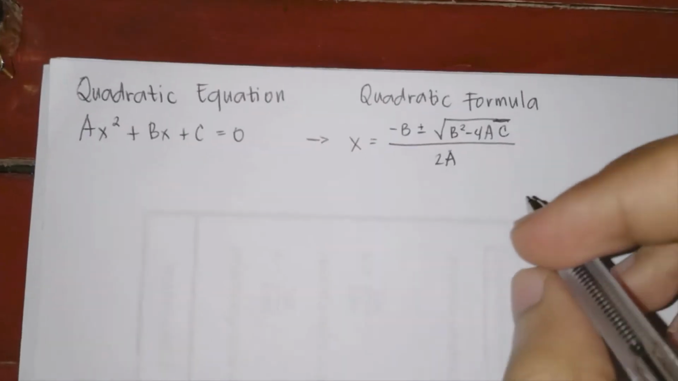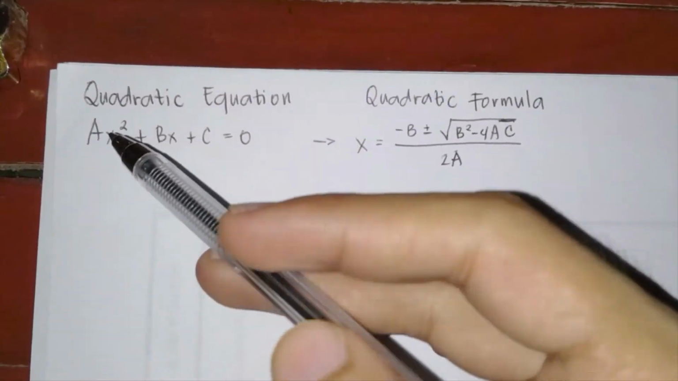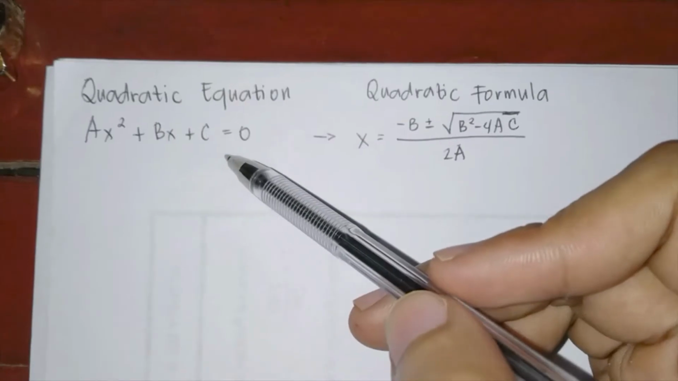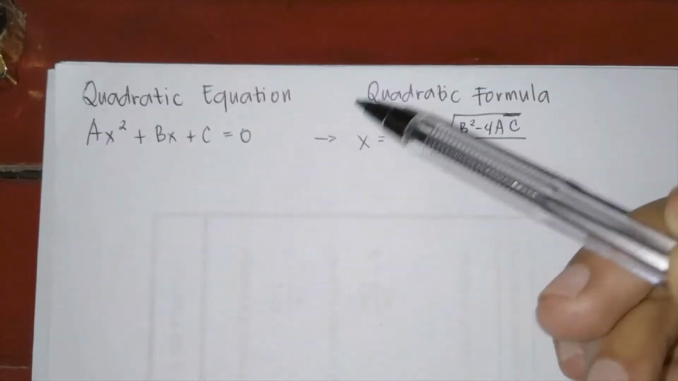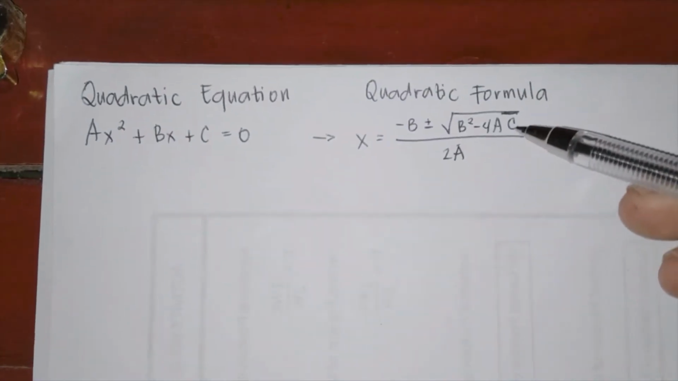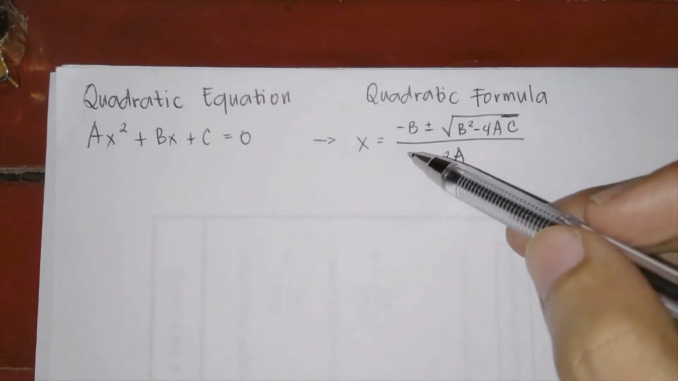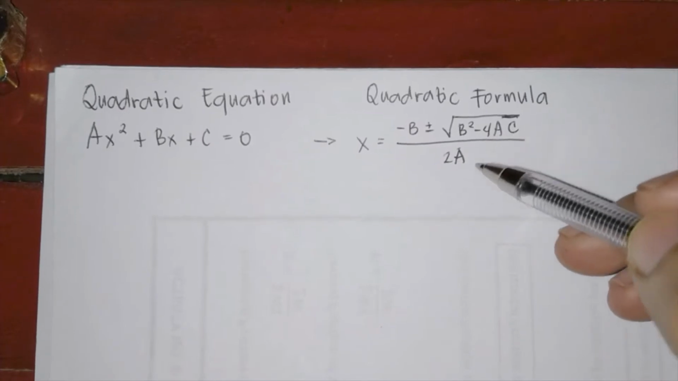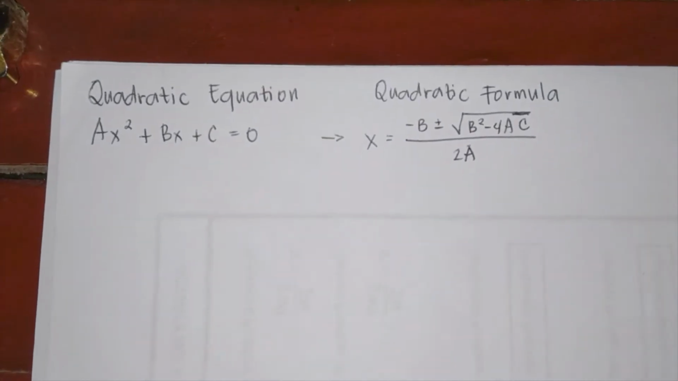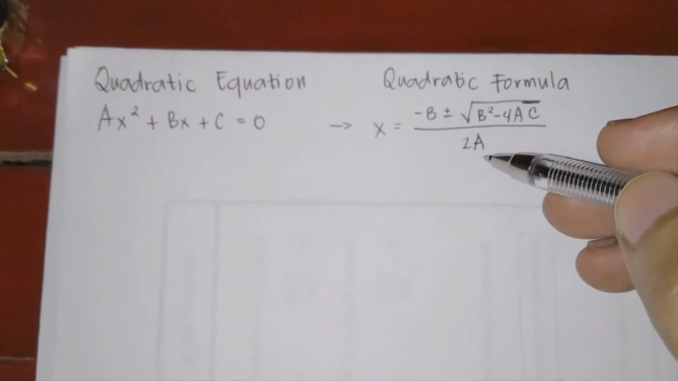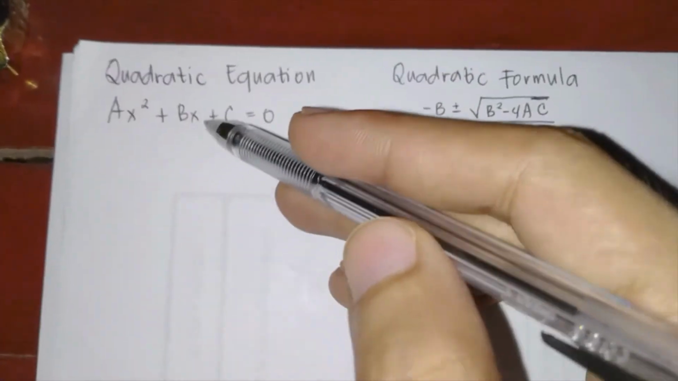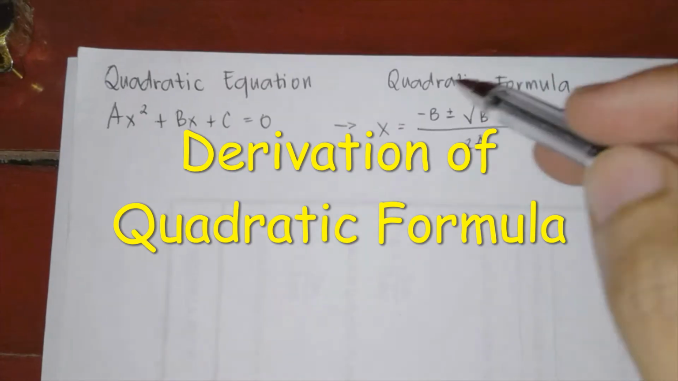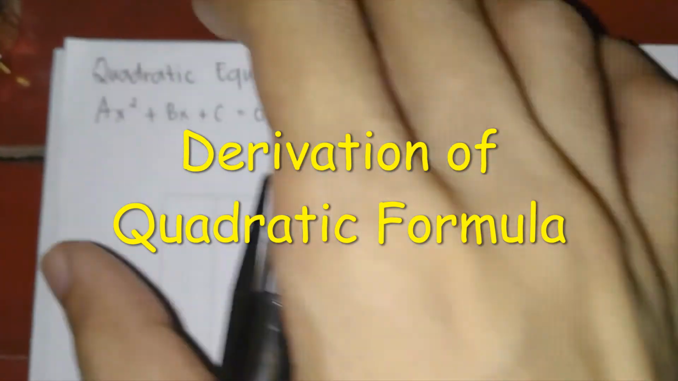In this video, as you notice, we have here the quadratic equation, which is ax squared plus bx plus c is equal to 0. Next to it is the quadratic formula. X is equal to negative b plus or minus square root of b squared minus 4ac all over 2a. In this video guys, our objective is to derive this equation so that we can come up to this formula, and we know that this formula was derived from this equation.